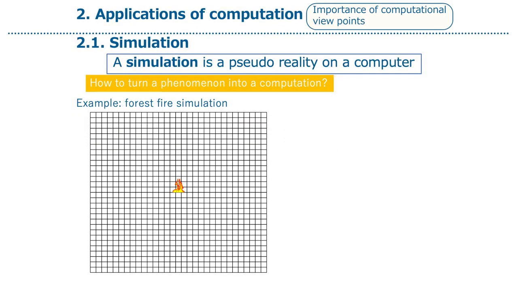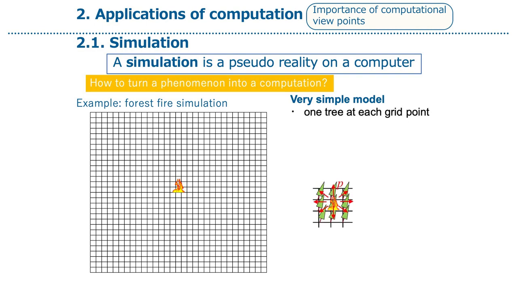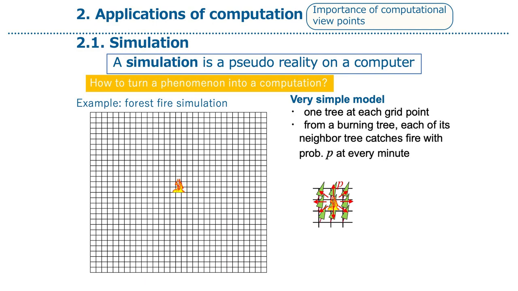Let us see some concrete example, forest fire simulation. Here we consider a very simple model. Again, consider a grid, and we assume that there is one tree at each grid point. We assume that the tree in the center of the forest starts burning. Then, for a burning tree, each of its neighbor trees catches fire with probability p at every minute, like this.